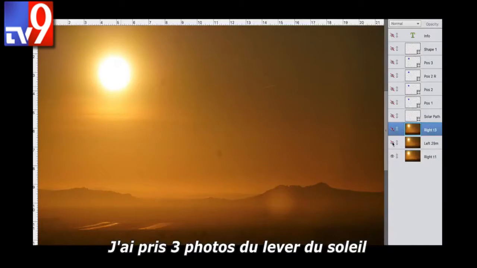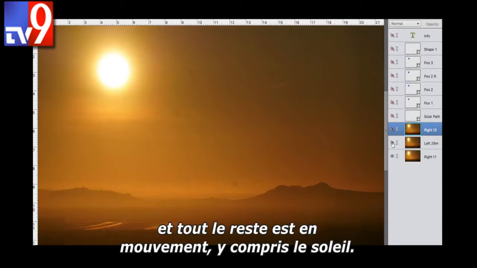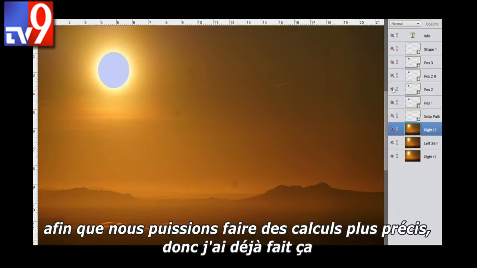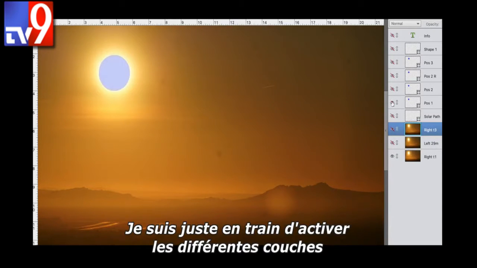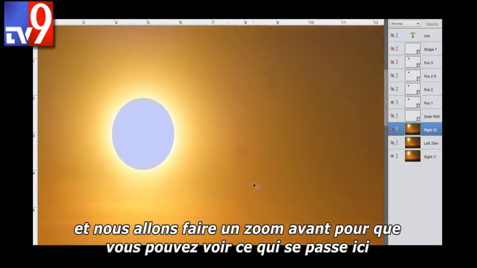So I took 3 photos of the sunrise and aligned them to the front hills. And now when I toggle, notice those front hills to the left are stationary and everything else moves, including the sun. Now let's put a circle over the sun so we can do more exact calculations. So I've already done that. I'm just enabling the different objects. And so let's zoom in so you can see what's happening here.